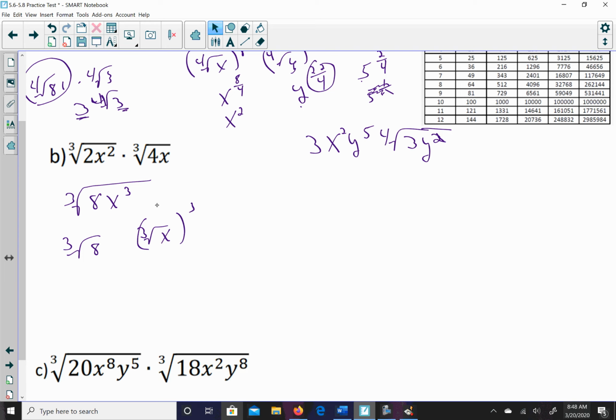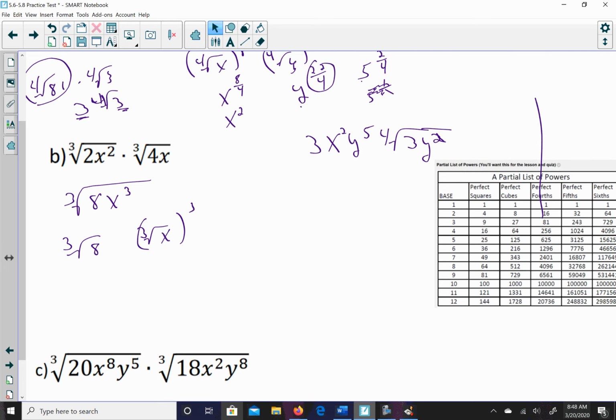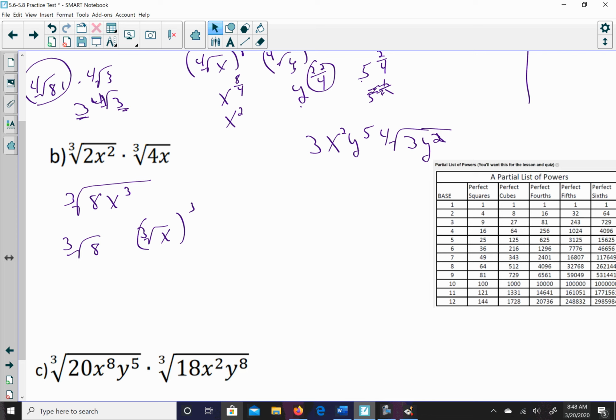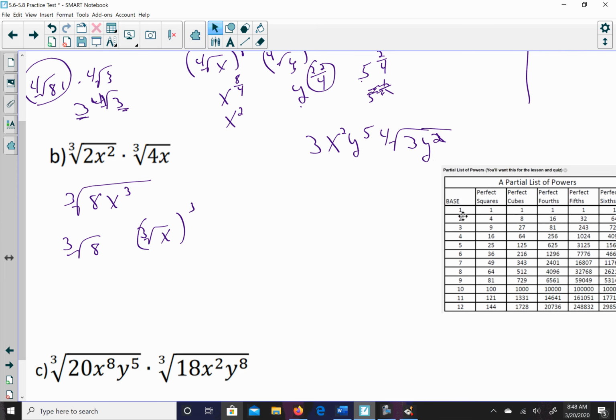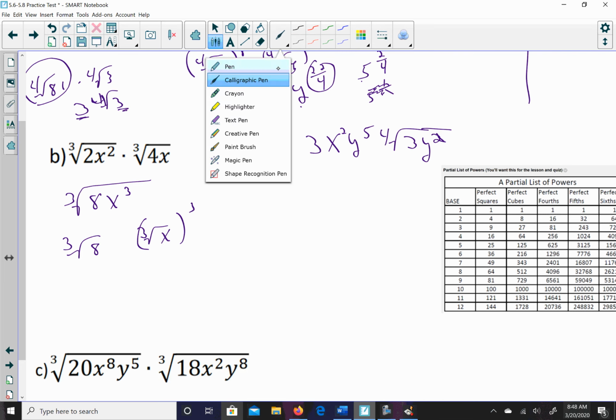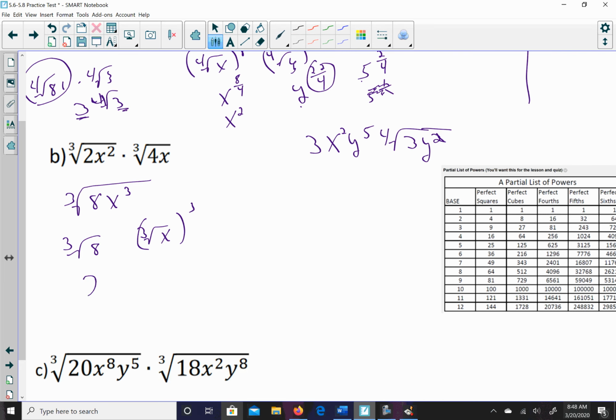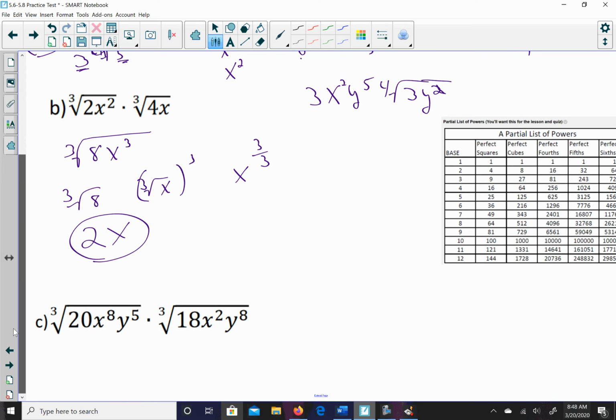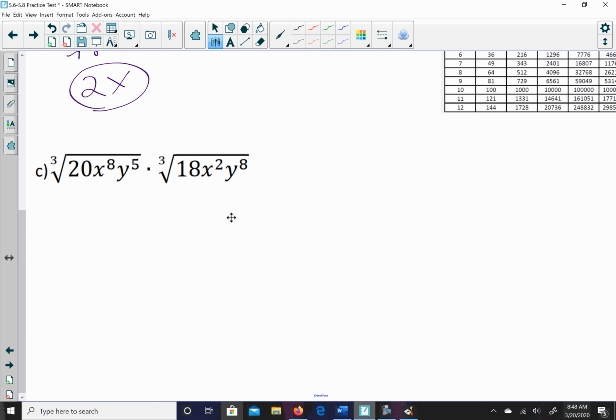Going over to my power chart, I can see that 8 is a perfect cube, so that's going to be 2. And then this, think of it as x to the 3/3 power, which is just going to be 1, so we have 2x. Nothing is underneath the radical because both the coefficient and the variable were perfect cubes. Moving on to the next one.